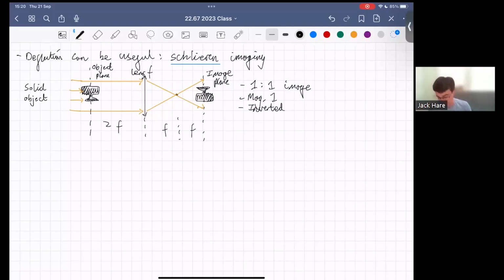So this is, I think, the simplest possible imaging system you could develop, right? It simply takes whatever is at the object plane and puts it at the image plane some distance away. This could be a microscope, this could be a camera, all sorts of things like that.